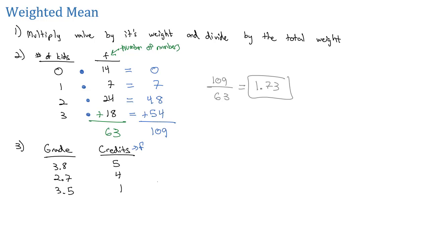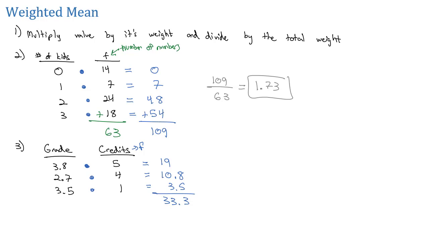So to get our total number of points earned, you're going to multiply the grade by the credits. 3.8 times 5 is 19. 2.7 times 4 is 10.8. 3.5 times 1 is 3.5. That's what we would get if we added up all of the grades for each credit hour you earned, which in this case is 33.3.